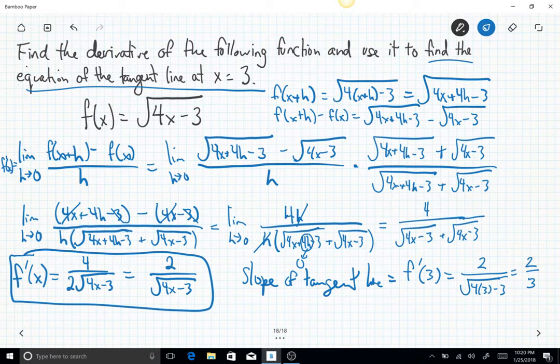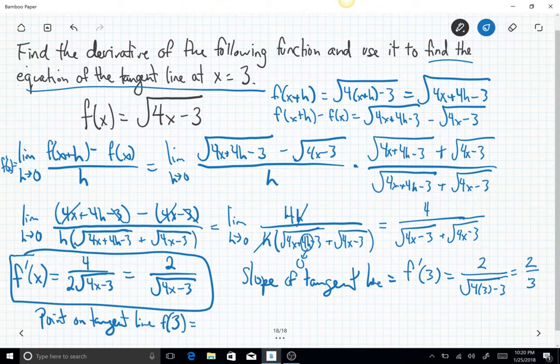Now, you need a point on the tangent line. And that's where we already have 3 as the x value. We just need the y value. So we go 3, and then we need to plug that into the original function. So that should be the square root of 4 times 3 minus 3. And so that equals the square root of 9, as we just mentioned, which equals 3. So you have this point 3 comma 3.